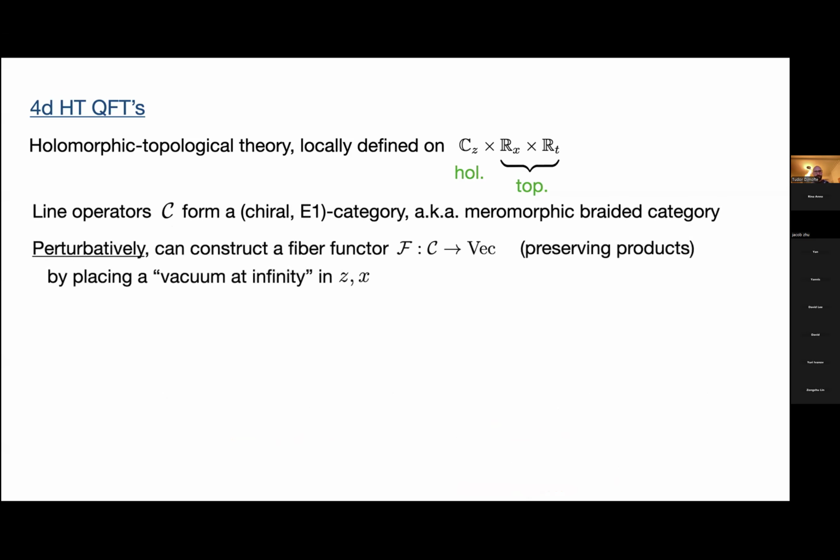Can you, sorry, Tudor. What do you mean by the operator product expansion and the topological expansion being compatible with each other? Can you explain what that means?